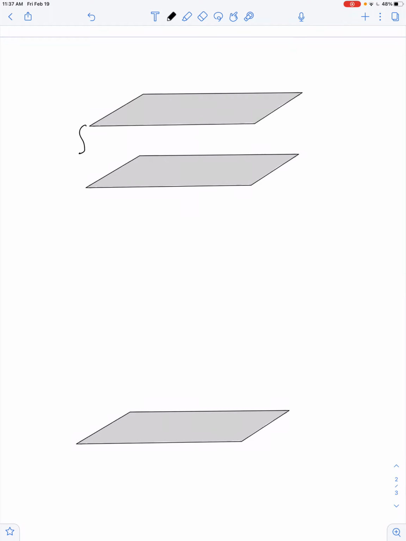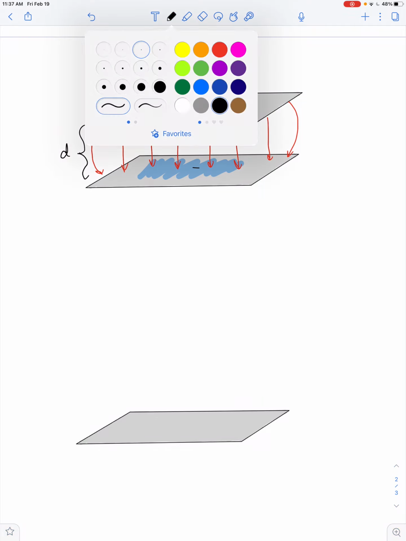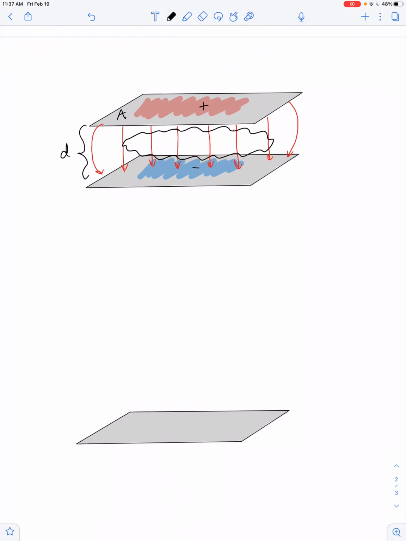So again, we've got a parallel plate capacitor with a spacing of D. And let's say, for example, the top plate is positively charged and the bottom plate is negatively charged. And both plates have the same surface area, A. Don't forget there's an electric field. It's rather uniform in the spacing between the plates. I say rather uniform because as we get toward the edges, there's some bending and curving of the electric field. But as long as we stick to areas close to the interior, then the electric field is uniform.